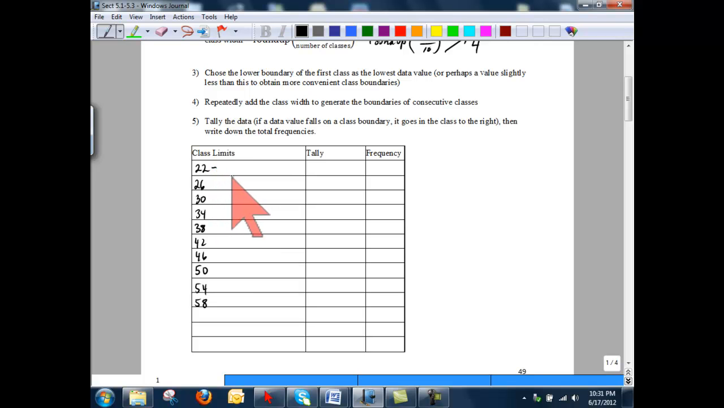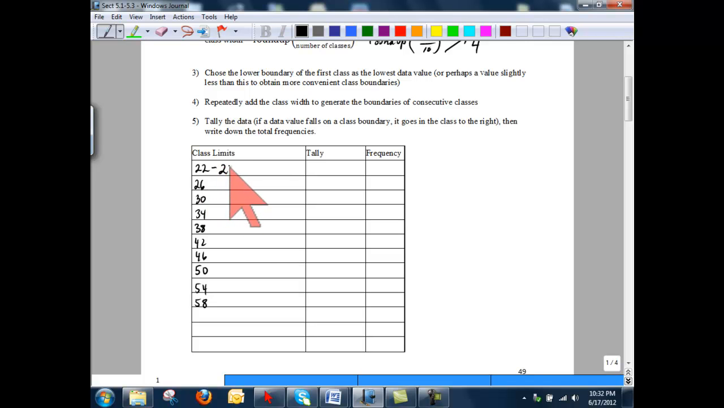Now, as far as the classes themselves, I can do a couple of things here. I can go 22 to 25 and 26 to 29 and so on. That makes sense with integer data like this. In other types of situations, fractional values might be possible, and so you might have a 25.7, for example. And so if you went 22 to 25 and then started at 26, there would be a gap and numbers might fall in the gap.